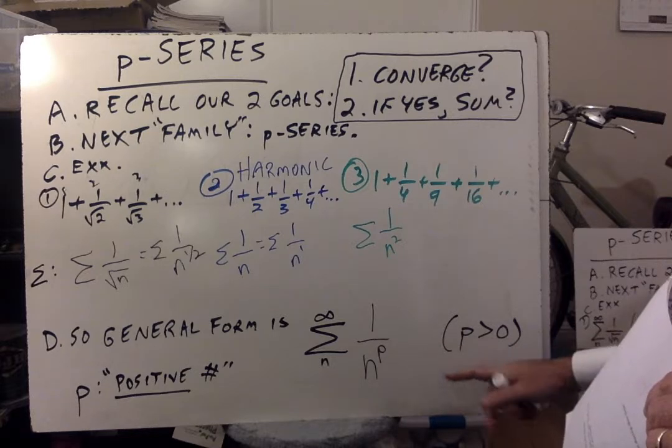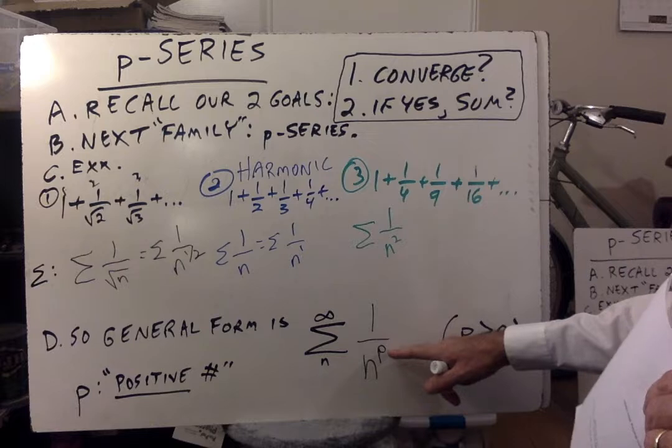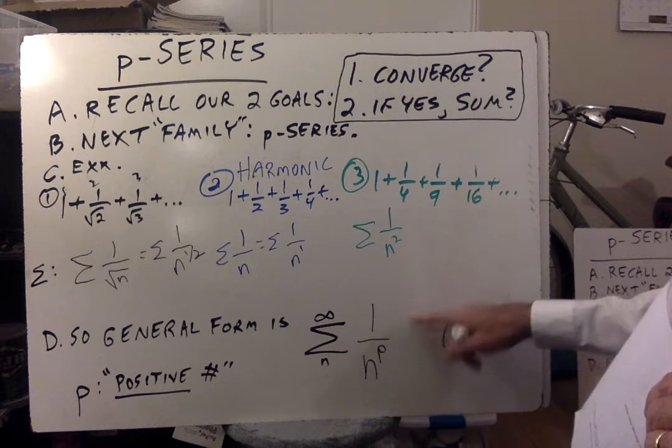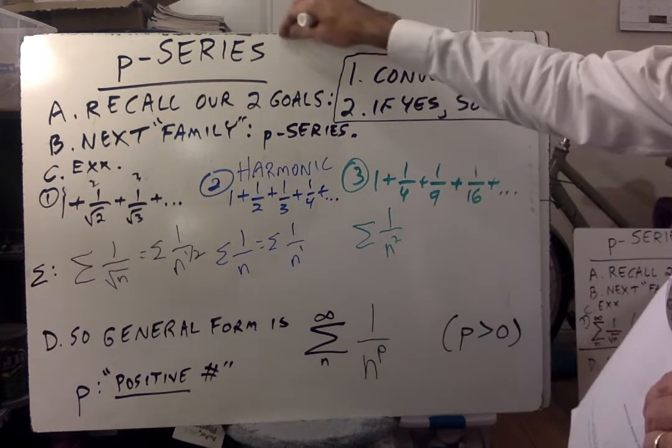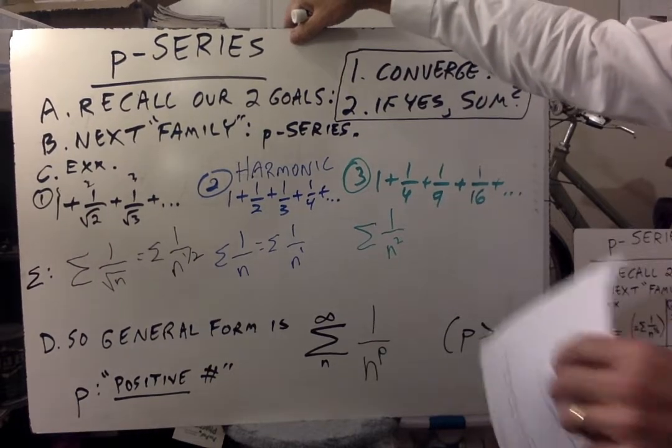You can think about why wouldn't p be less than 0 if you put a negative number here. Why would that be silly? Because it would flip up to the top and it would be n to the positive number. So p will never be negative in this form. And so that's the form for this family.